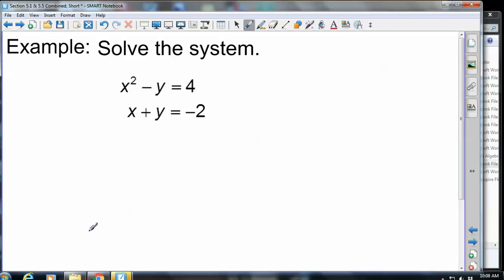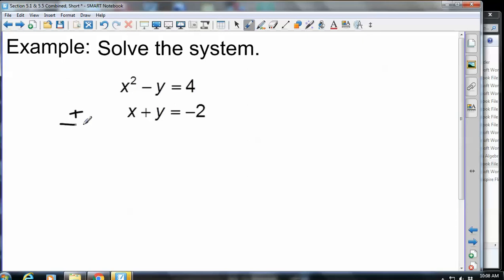What we're going to do is still try to eliminate a variable. But in this case, we really have, in a way, 3 variables. We have the x squared, we have the x, and we have the y. What's the one you think we should probably get rid of? The y, because x squared and x are in terms of the same thing.